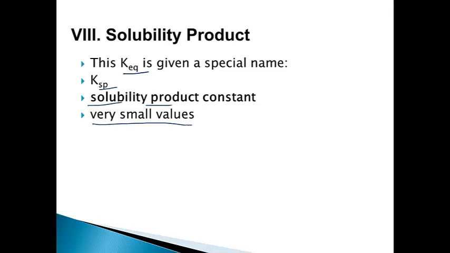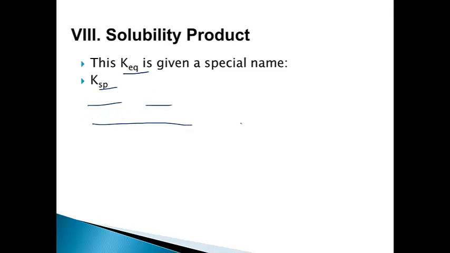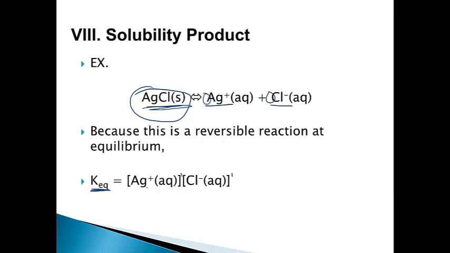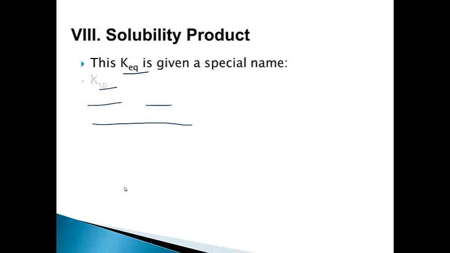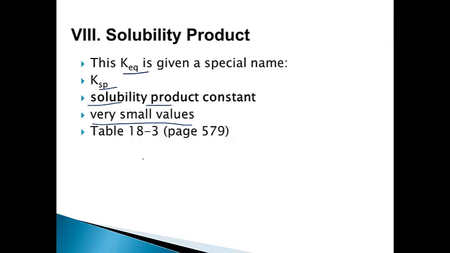Now, these values are going to be really small. Why? Because take a look at the equation. How much Ag plus and Cl minus do you end up with? These are really small numbers. Multiply them together, you get even smaller numbers. You can find the KSP values for different substances in table 18-3 in the book, page 579.